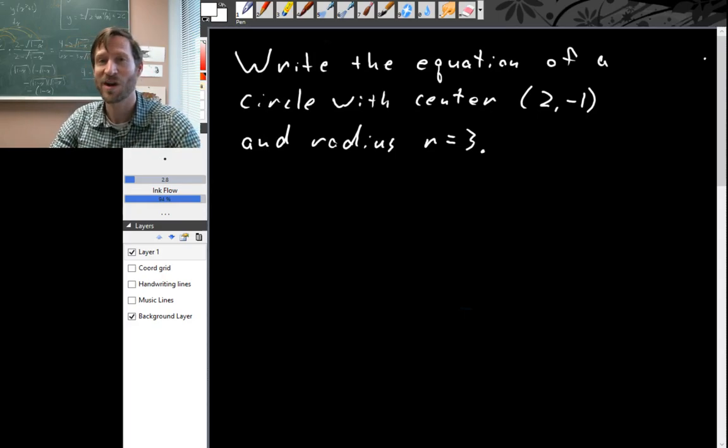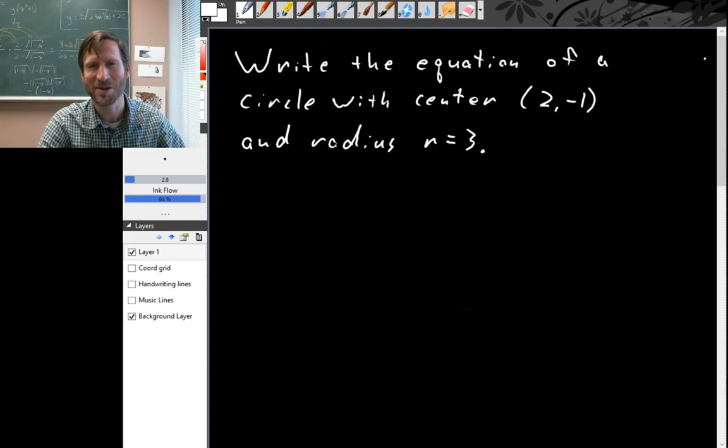Other than lines and parabolas, one of the first shapes in the coordinate plane that you learn about is circles. Circles have a nice symmetry that interested mathematicians going way back to the ancient Greeks. So let's talk about circles in the coordinate plane.